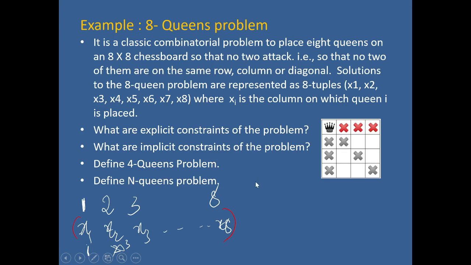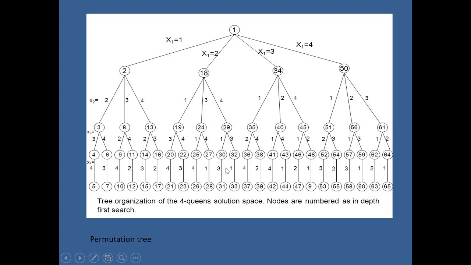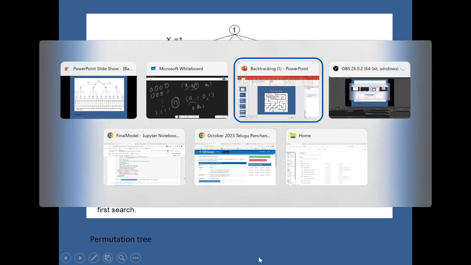Okay, this problem can be easily solved with backtracking. Let me show how. So earlier at the introduction slides I have shown you that there is solution space. That means all the permutations of the explicit constraints, a tuple which satisfies the explicit constraint, all those tuples are referred as solution space. So we will be drawing a solution space in the form of a tree. That tree is referred as state space tree.